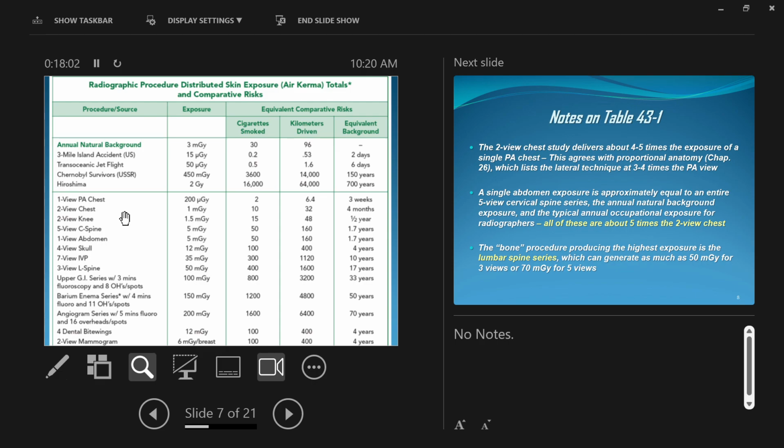Let's compare this to other things. It's equivalent to smoking 400 cigarettes, driving 1,600 kilometers, or, this is kind of impactful, 17 years worth of natural background, okay? So physicians really have to consider, do you need this x-ray today, right? Is it that important that we take this x-ray, that we give you the risk of the radiation, for the information that we're gonna get from it, right? We hope we're gonna get good information. That information comes with a risk. If the reward is higher than the risk, let's do it, right?